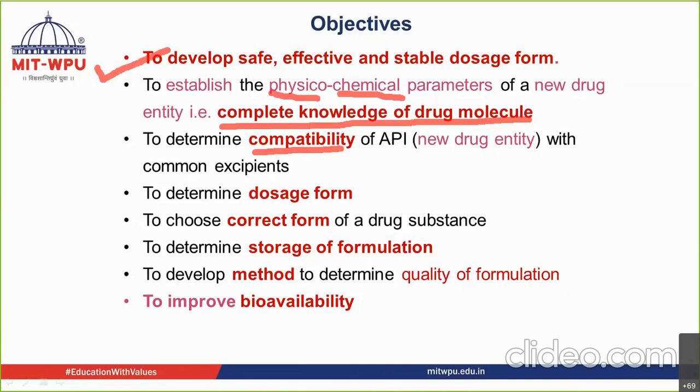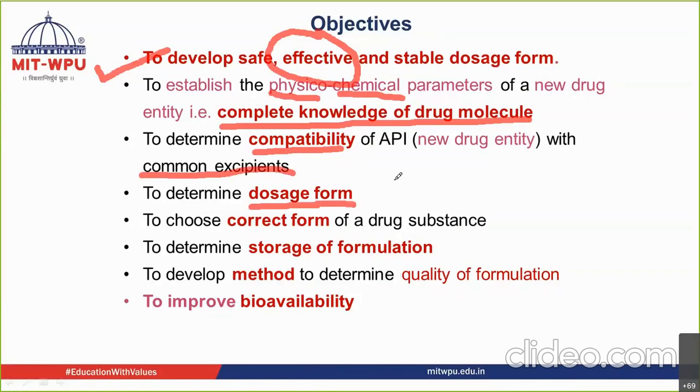So what is going to happen? It is going to become ineffective. So the effectivity will be lost. So whatever excipients we are going to take, there are many common excipients that are available. We have to see that these APIs are compatible with the common excipients. And how do you come to know this? You come to know this with the pre-formulation steps in order to determine the dosage form.